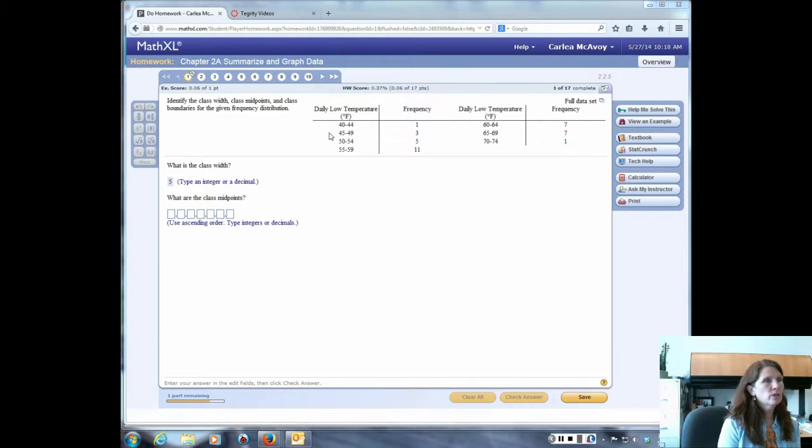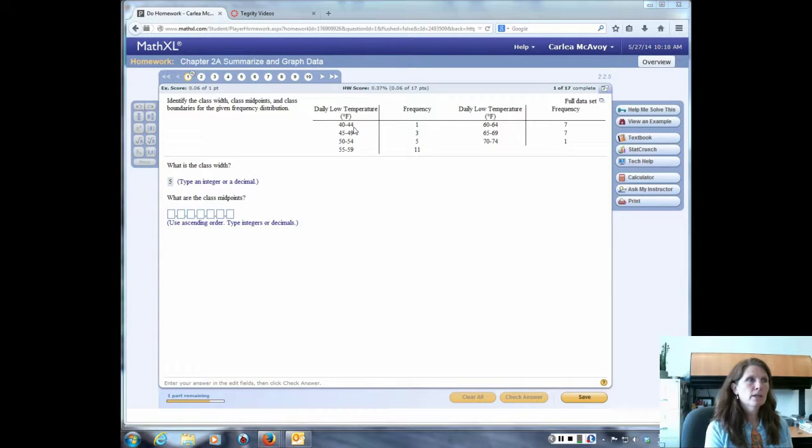And the class width you take by taking your lower class boundaries. So in this first class where you have 40 and 44, the lower class boundary is 40 and the upper class boundary is 44. Those are two terms that you should know from the notes. And you just subtract two adjacent lower class values, or upper, whichever. So you have 45 minus 40 is 5, so our class width would be 5.